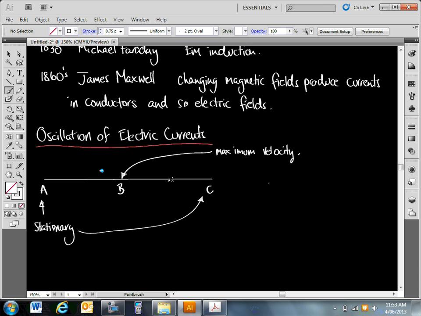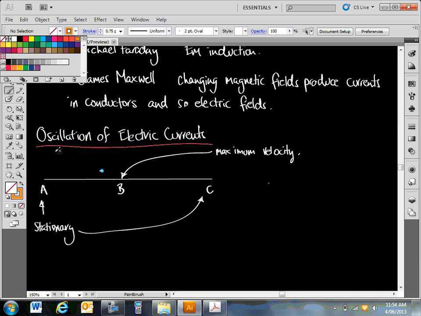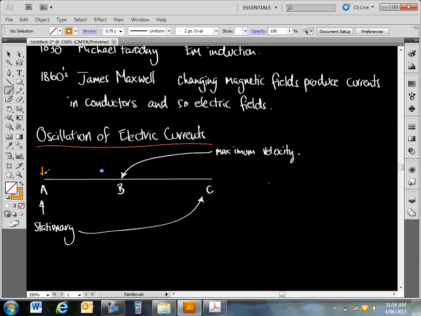You can imagine. Okay? Where's the maximum acceleration? What do you mean, right at the start? Yeah, the moment that the electron turns around is maximum acceleration. Maximum acceleration at these 2 points.